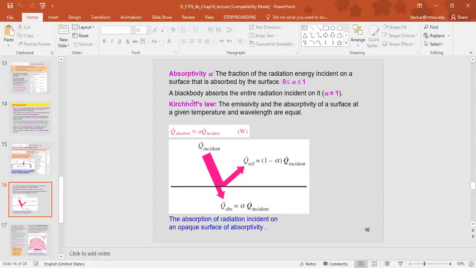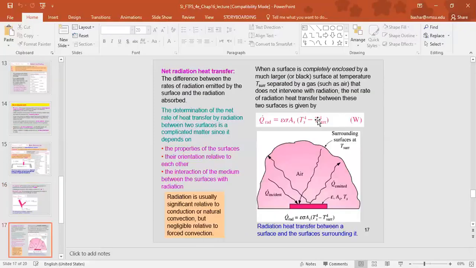A black body is a perfect emitter and also a perfect absorber. So the emissivity of a black body equals 1, and the absorptivity of a black body also equals 1. The absorptivity in general is in the range between 0 and 1, where 1 represents the black body.